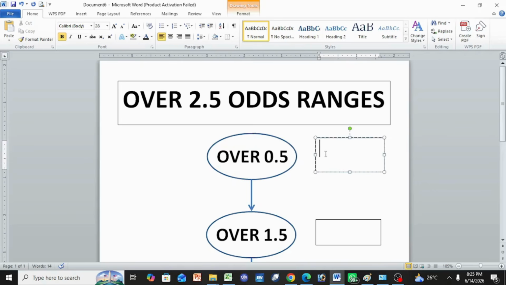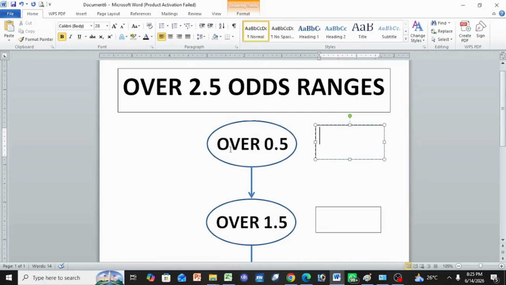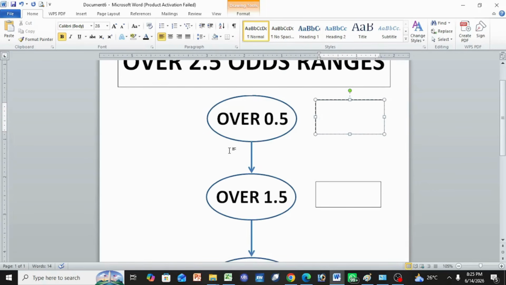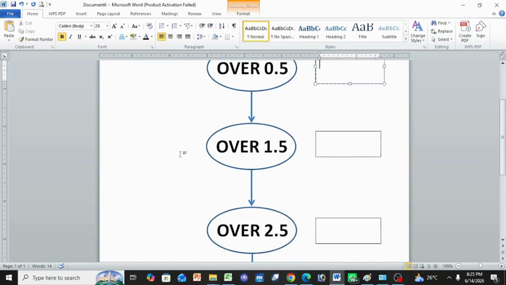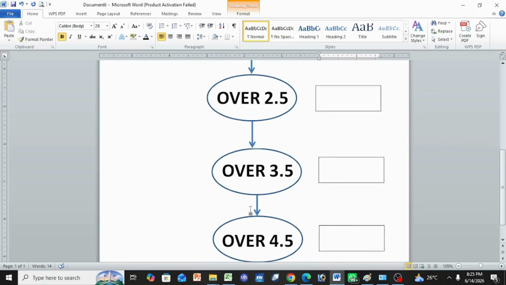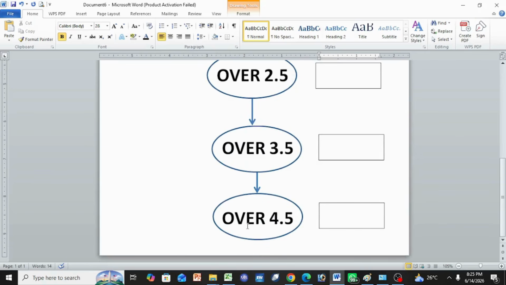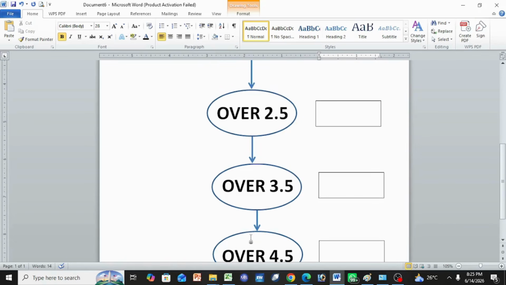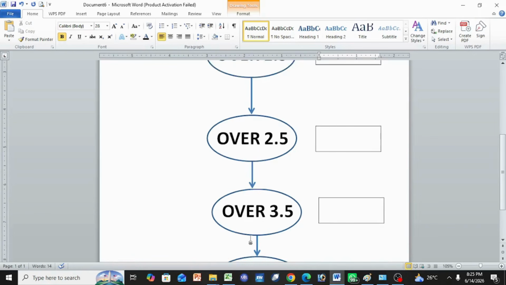First of all, we are going to look at the goal lines. We are going to look at the lines: we have over 0.5 line, over 1.5 line, over 2.5 line, over 3.5 line, and the last is over 4.5 line. When you are talking about games that are actually going to give you a high scoring profile, you need to look at the lines first of all.